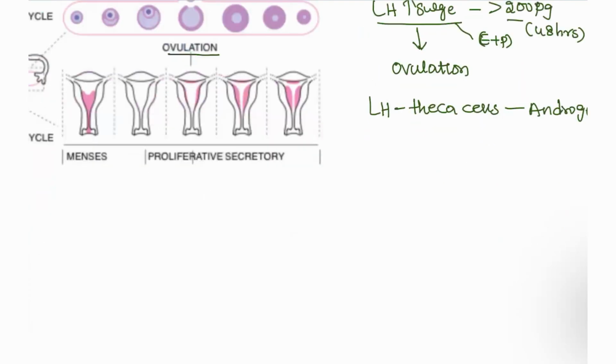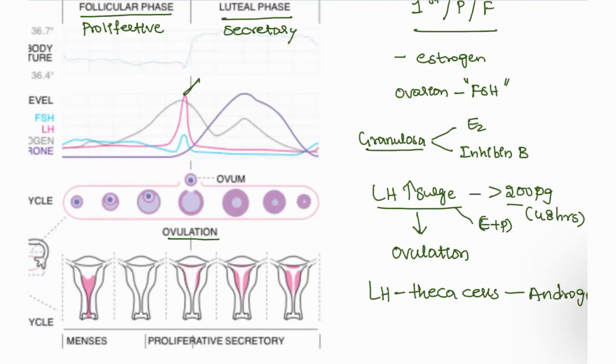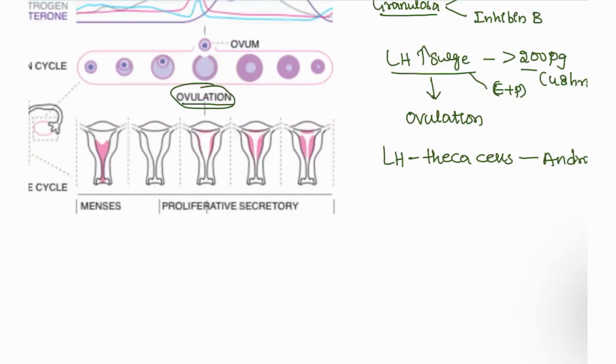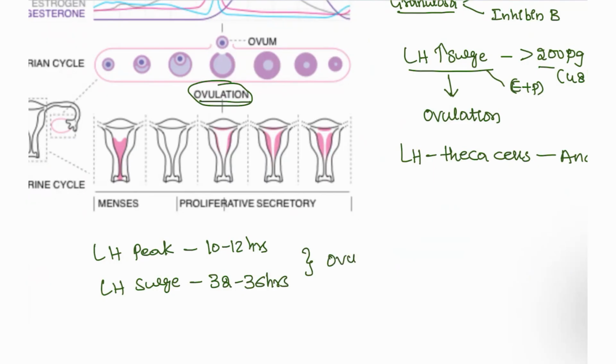Next, the main factors of ovulation that you have to remember are usually the LH peak and the ovulation. Here you can see this is the LH peak, and the LH peak and ovulation are around 10 to 12 hours apart. If they ask about the LH surge, that is different, and it is around 32 to 36 hours. Okay, both are associated with the ovulation.